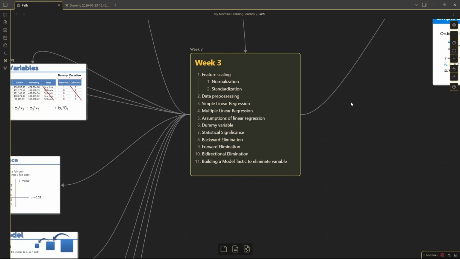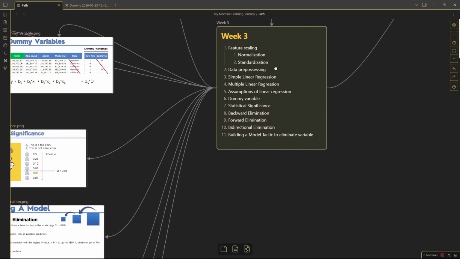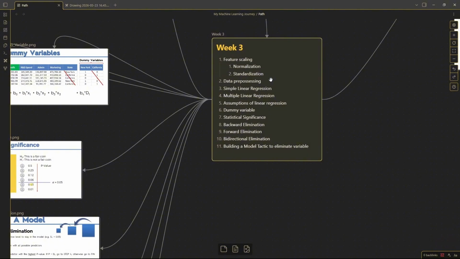So the first thing that I learned this week was feature scaling, and the two types of feature scaling that are widely used in machine learning. The first one is normalization and the second one is standardization. I get the idea of what normalization does and what standardization does, and both are quite simple. But we are actually going to work with standardization.